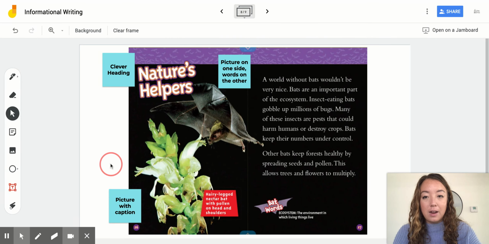Okay. All right, let's keep reading. A world without bats wouldn't be very nice. Bats are an important part of the ecosystem.